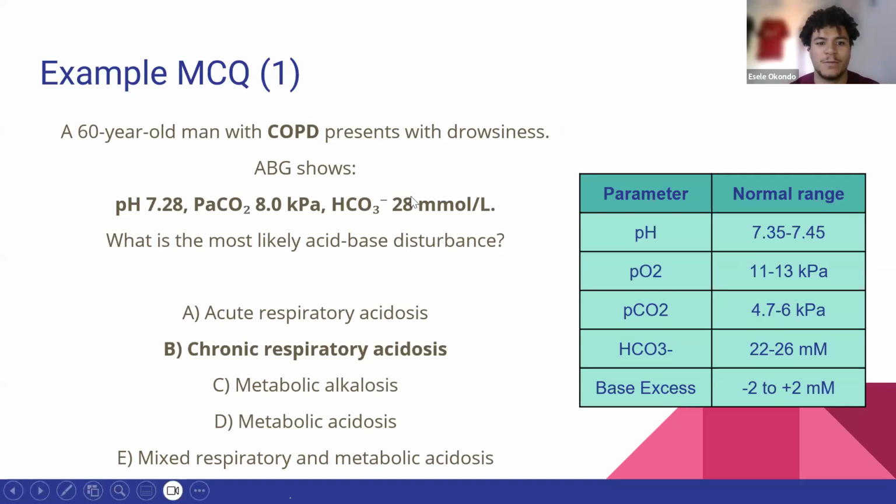So to start off, oxygen isn't given here, but that would be your first step. Then your next step is to look at the pH. We have an acidosis picture, and then we have a bicarbonate, a carbon dioxide, which is increased.